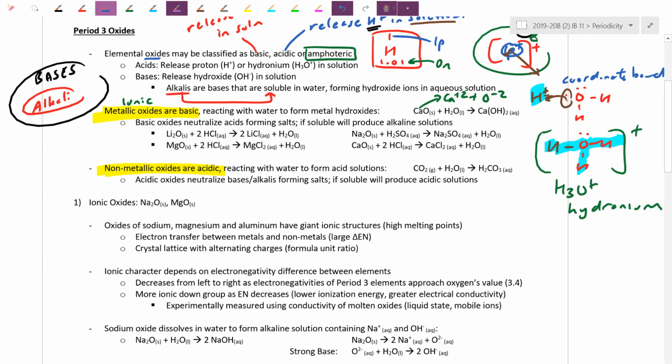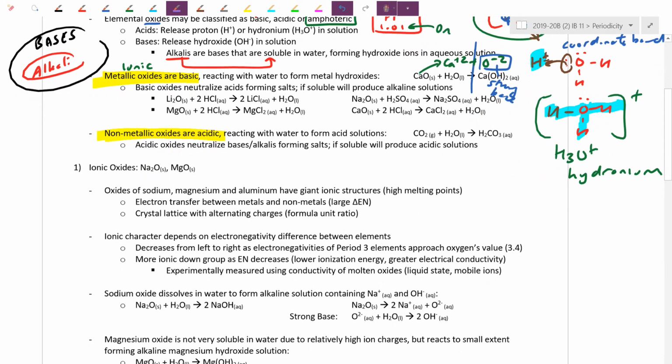Water is really good at chopping up ionic compounds because it can stabilize the bits. I really want this O2- because we're going to find very shortly this O2- is actually a strong base. It's really good as a base. It's really good at releasing the hydroxide in solution. So as long as we're ionic, as long as we can get that O2-, we're definitely going to be basic.